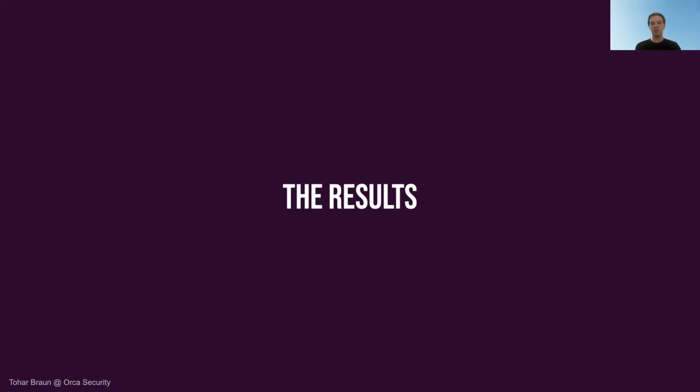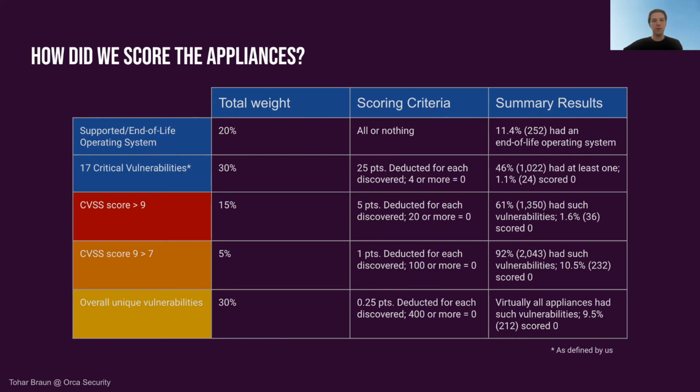So now we've scanned over 2,200 machines. Let's go a little bit over the results. So how did we score the appliances? The first criteria was whether the appliance was using an up-to-date operating system, whether the underlying operating system of the appliance was still receiving security updates, is it still supported by the operating system vendor. This was an all or nothing sort of criteria. If you were using an up-to-date operating system, you got 100% of the points. And if you were using an unsupported operating system, that is basically 20 points docked off your final score.